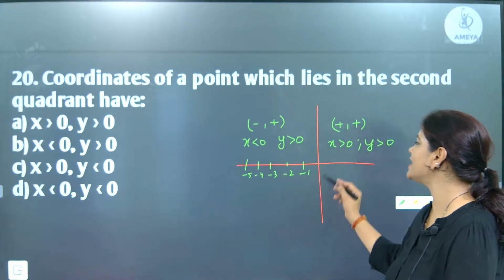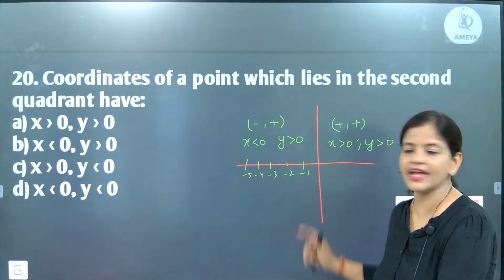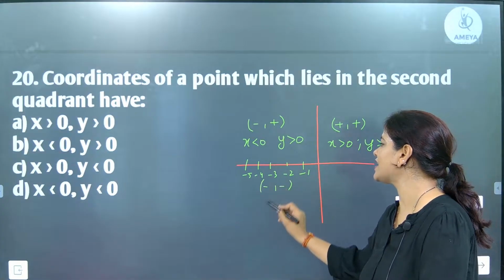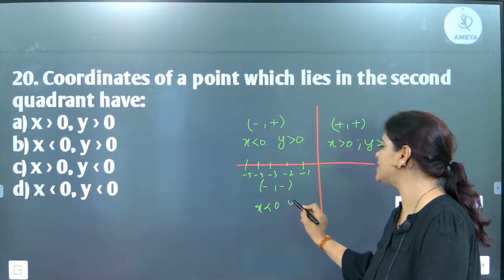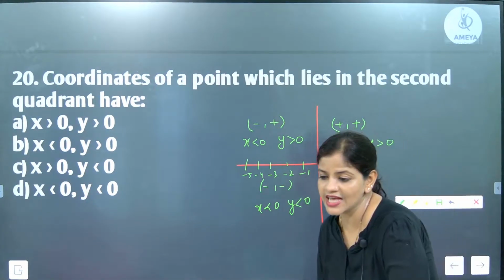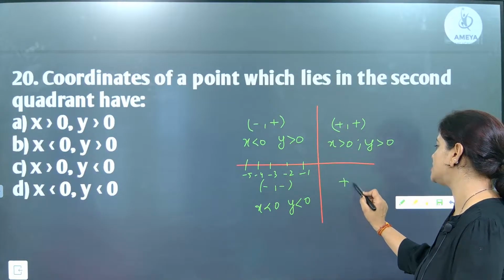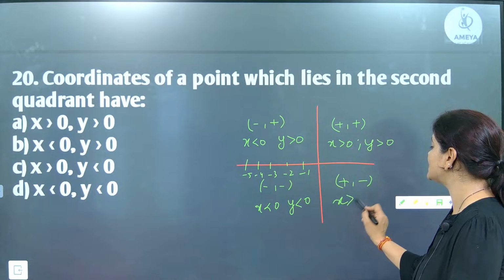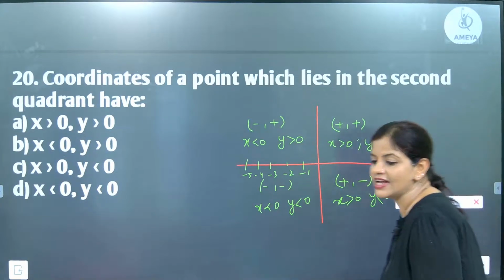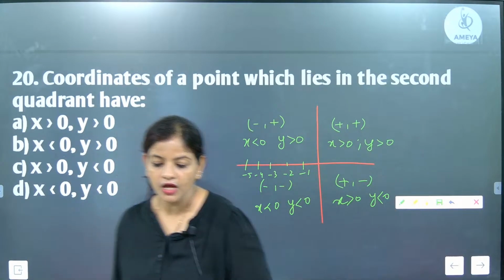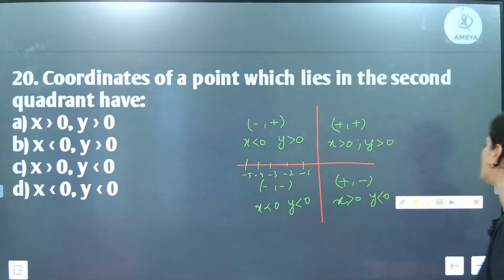Here x is negative and y is also negative. So both will be what, beta? x will be less than 0, y will be less than 0. Now here x will be positive, y will be negative. So x is greater than 0, y is less than 0. Come on, you can do it. Now, technically tough questions we have not touched till now.